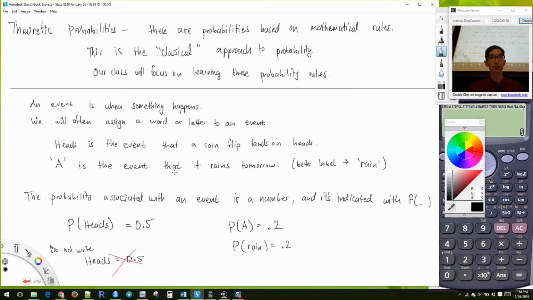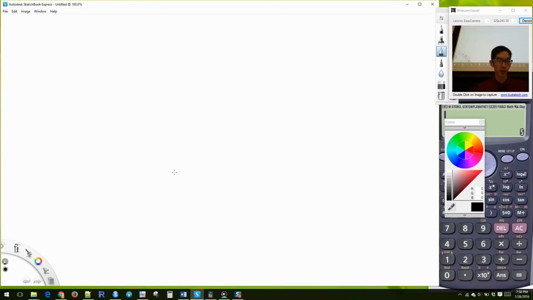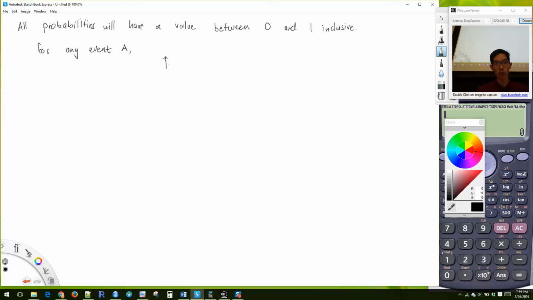All right, can I flip to the next slide? Okay, so all probabilities will have a value between 0 and 1 inclusive. Okay, so we'll say, for any event A, so any event possible, we can say the probability of A must be less than or equal to 1, and it also must be greater than or equal to 0, okay? And so this is the shorthand way of saying all probabilities will have a value between 0 and 1 inclusive. Okay.